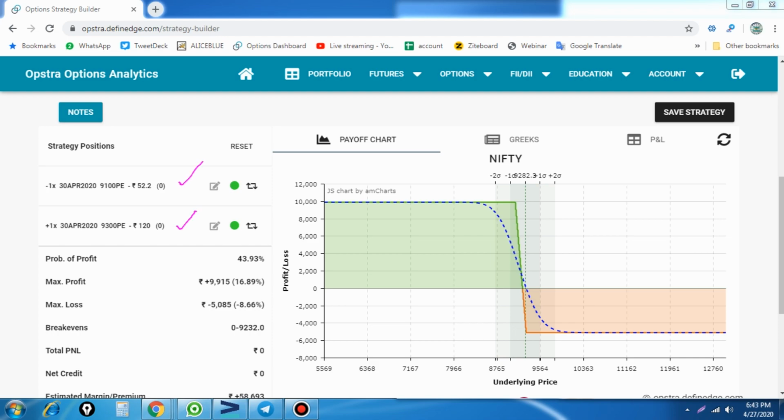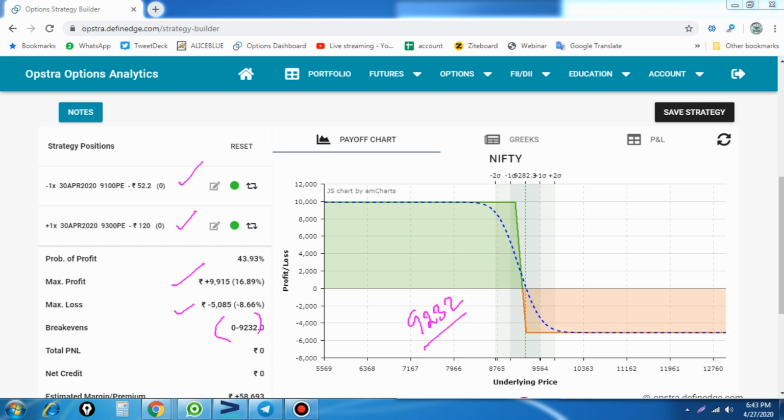So here we have seen that 9232 is my break even point. When the Nifty crosses below 9232, my position is going to make profit. And you see that the estimated premium for this option strategy is around 5,800, and when Nifty crosses below this level, my position starts making profit. And if anything goes wrong, if Nifty keeps going up, I'm going to lose a maximum of 5,000, but the maximum reward is 9,000, up to my maximum profit range.